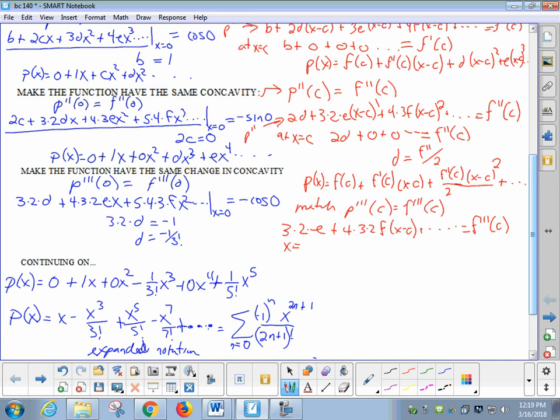I shouldn't have used f there. Sorry, I should have used g or something like that. That's a constant. Yeah. Sorry. X is there. At x equals c, I get 3 times 2 times e plus a bunch of zeros equals f triple prime at c. Therefore, the third coefficient, or the fourth coefficient rather, is f triple prime at c over 3 factorial. Now, you can start to see the pattern.